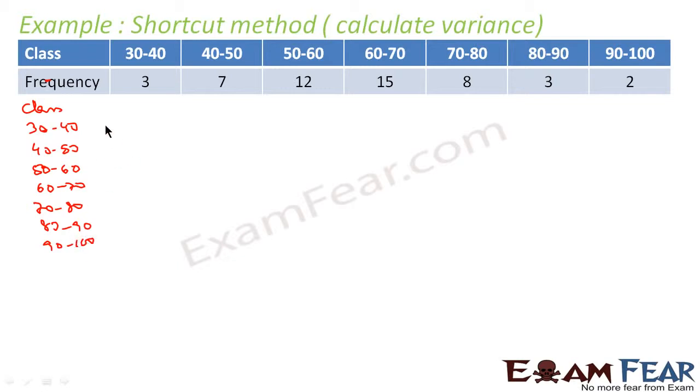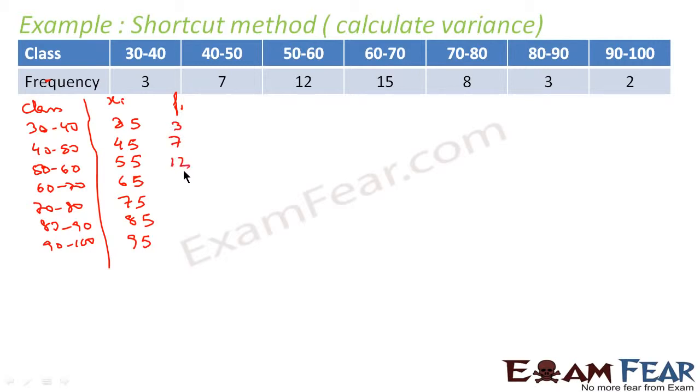Now that we have the classes, the next thing is to find the midpoint. This xi will be lower limit plus upper limit divided by 2. 30 plus 40 divided by 2 is 35. 40 plus 50 divided by 2 is 45. 50 plus 60 by 2 is 55, 60 plus 70 by 2 is 65, 70 plus 80 by 2 is 75, 80 plus 90 by 2 is 85, 90 plus 100 by 2 is 95. This is xi. And the frequencies are 3, 7, 12, 15, 8, 3.